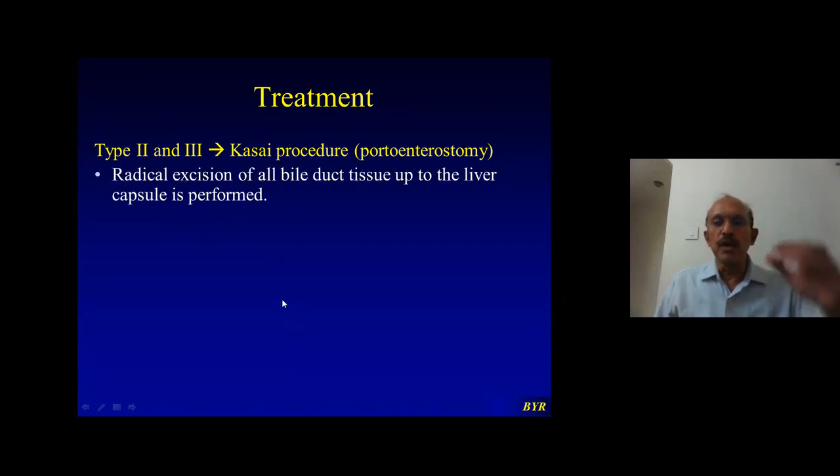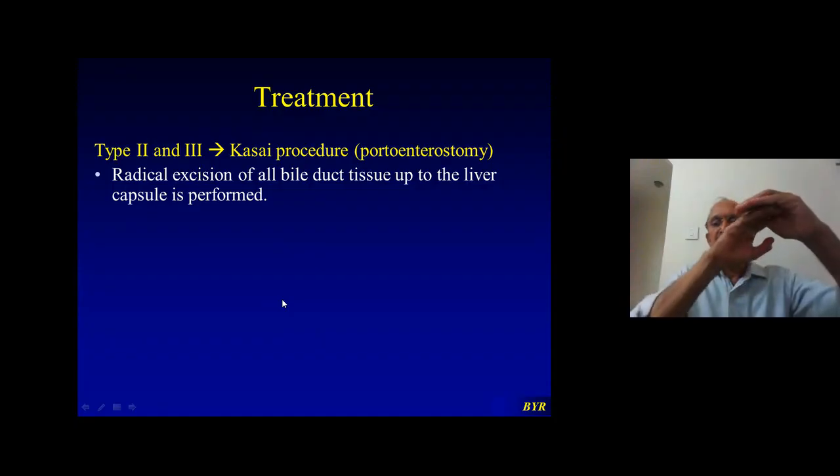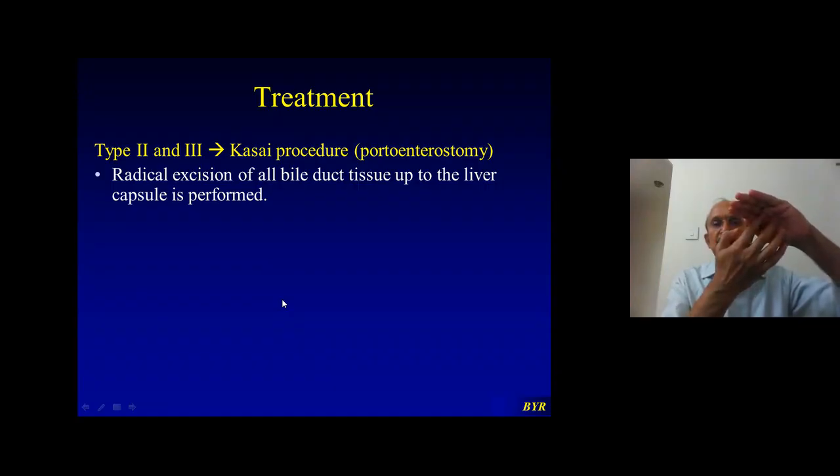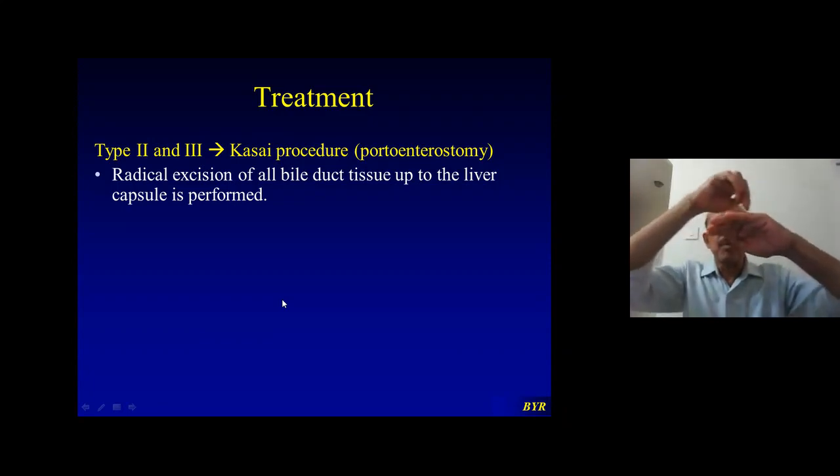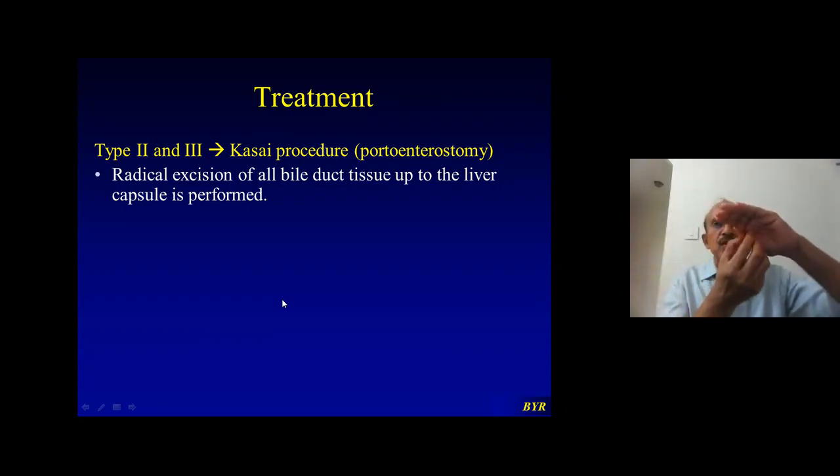In the Kasai procedure, this is the undersurface of the liver, and here is the porta hepatis. The common hepatic duct and right hepatic duct all become fibrotic. You excise all that. You dig into the porta hepatis. That means you go on dissecting the porta hepatis by cutting the liver tissue there. After dissecting about 1 or 2 centimeters deep, you will find the dilated ducts coming from the liver. The ducts will be seen, 2 or 3.